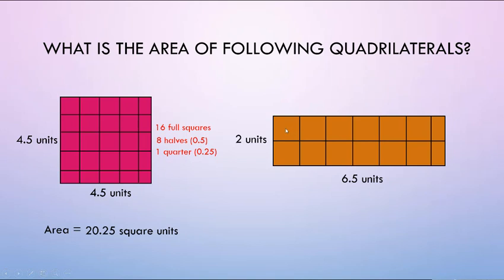How many full squares? 1, 2, 3, 4, 5, 6, 7, 8, 9, 10, 11, 12. And how many halves? 1, 2. 2 halves will give 1 full. So 12 plus 1. The area of the rectangle is 13 square units. And I hope your answers were the same.